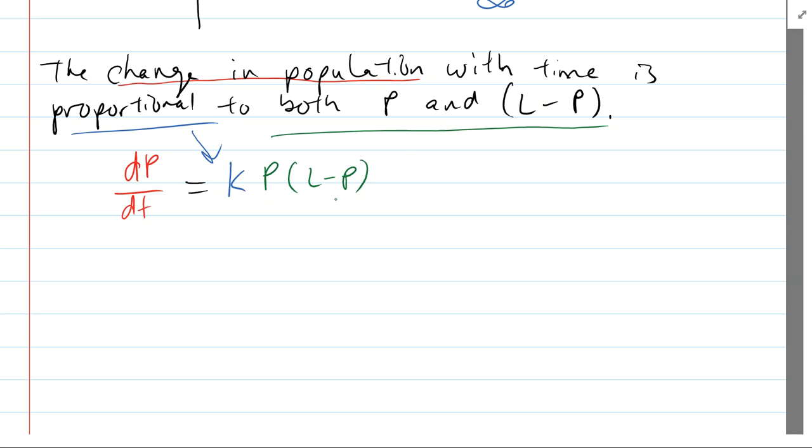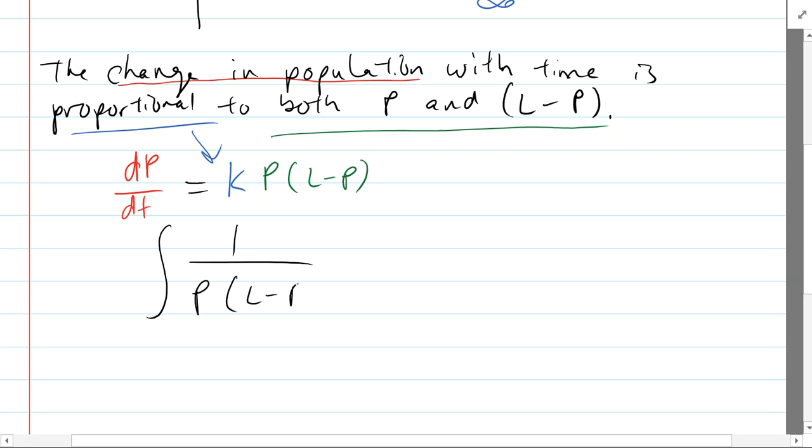Is that a differential equation? Can we separate the variables and integrate it? Absolutely. Everything with a P goes over on this other side, right? So I end up with the integral of 1 over P times L minus P dP equals the integral of K dt. Remember, K is a constant, a proportionality constant.